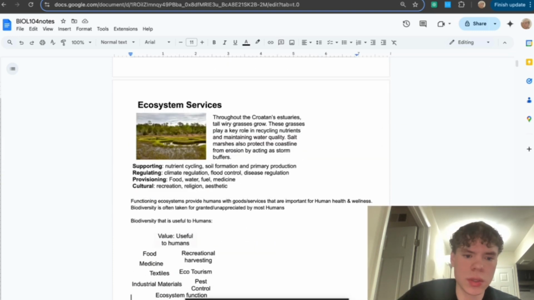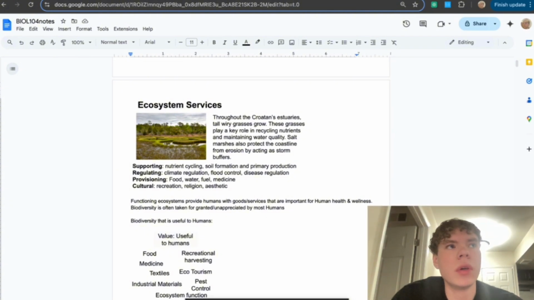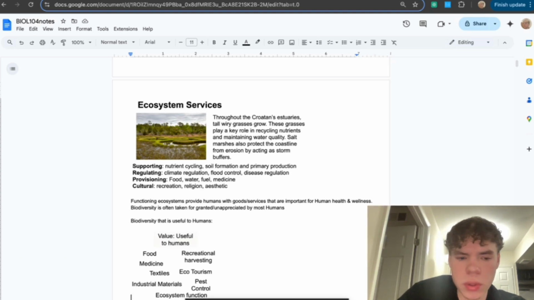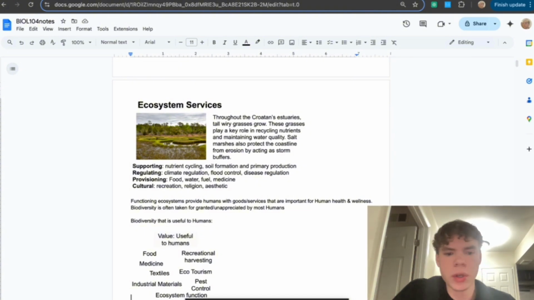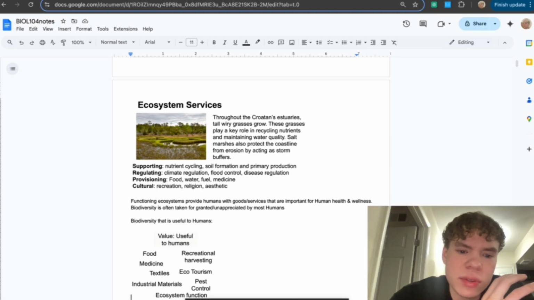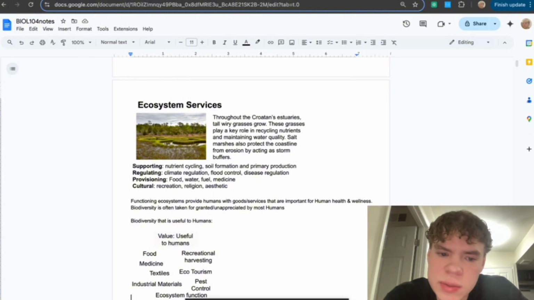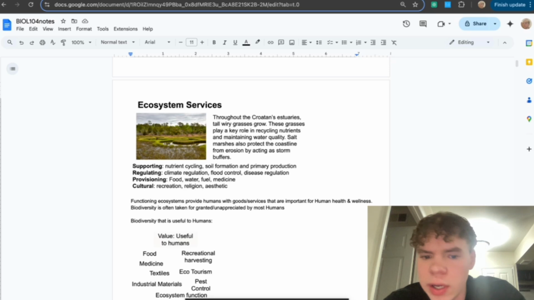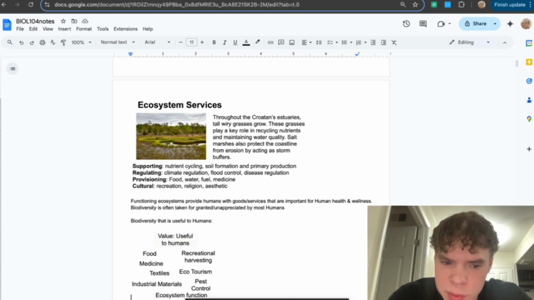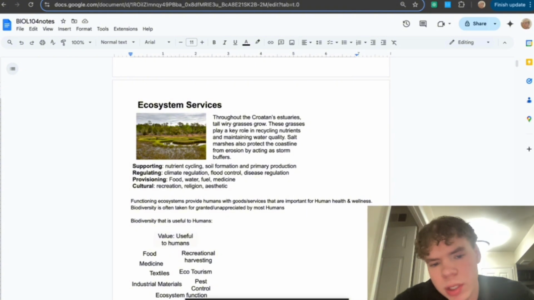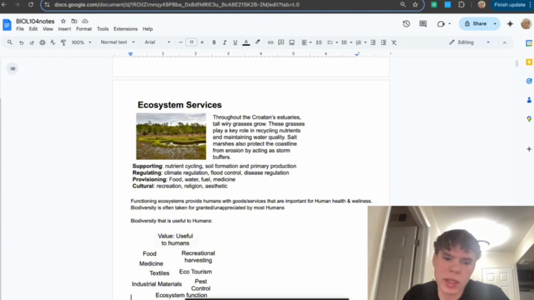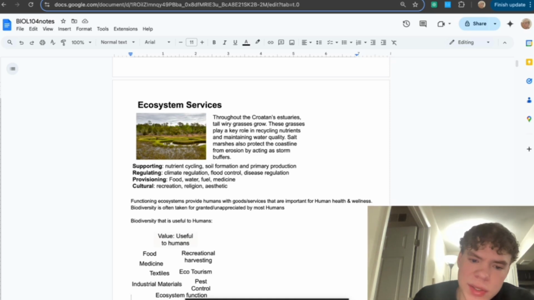Ecosystem services. If there's a question about something that does X, Y, and Z, what type of service is it? We have supporting, regulating, provisioning, and cultural. Supporting ecosystem services have basically everything to do with nutrient cycling in soil and whatnot. So anything with the nitrogen cycle, anything that has to do with soil or nutrients in the ground, is supporting. Regulating is like climate control, flood control, disease control. Provisioning is food, water, fuel, medicine, basically any use you can get out of it.